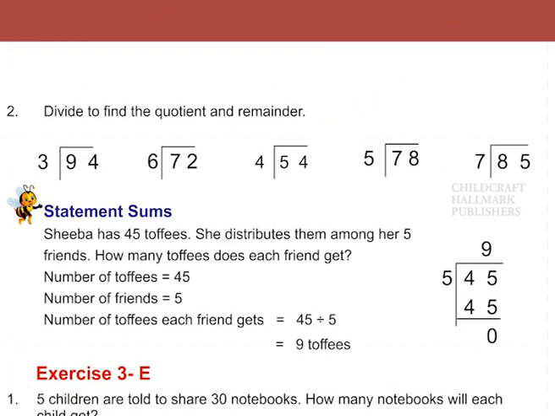Statement sums. Sheba has 45 toffees. She distributes them among her 5 friends. How many toffees does each friend get? Number of toffees is equal to 45. Number of friends is equal to 5. Number of toffees each friend gets is equal to 45 divided by 5. That is 9 toffees.